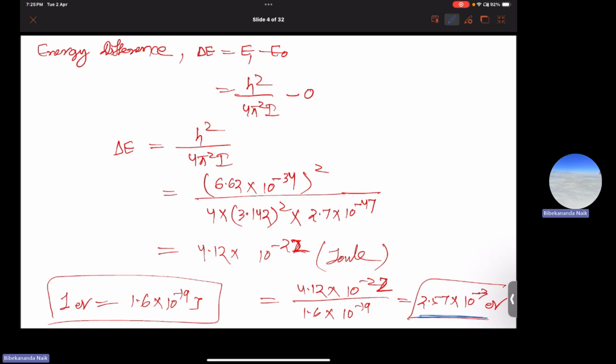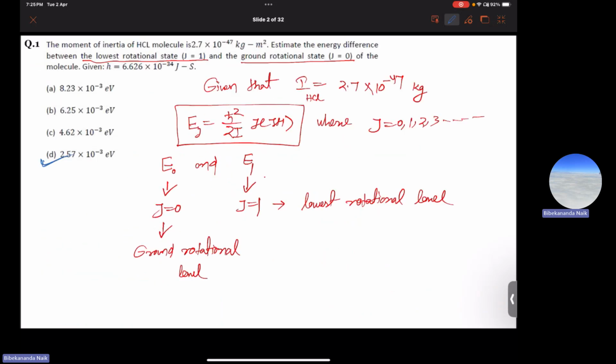But since the options are given in terms of electron volt, you need to convert joule into electron volt. The conversion factor is 1.6 into 10 to the power minus 19, which is nothing but the charge of the electron. If you divide the energy value in joule by it, it will give us the energy in electron volt. So the correct option in this case is option D, which is 2.57 into 10 to the power minus 3 electron volt. I hope this is clear to all of you.